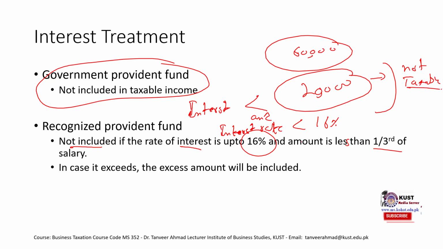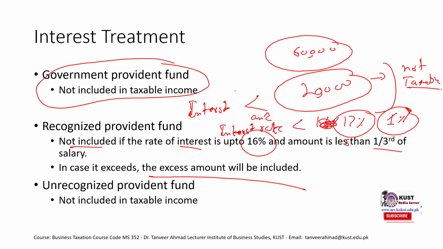taxable. What if the interest rate is 17%, right? In that case, the excess amount will be taxable. That means only 1% amount would be taxable and the rest would be exempted. Okay. Again, in case of unrecognized fund, the interest amount is not taxable.